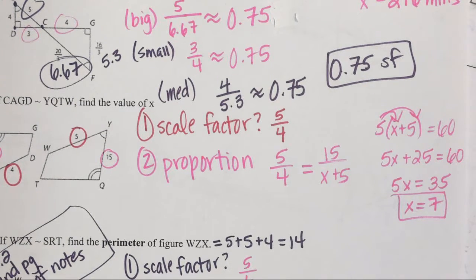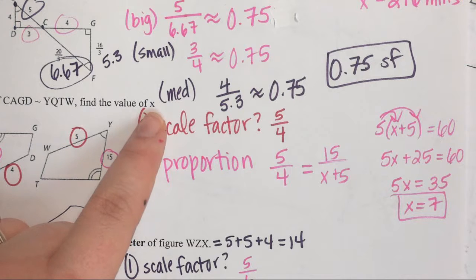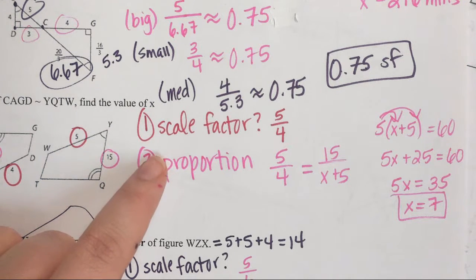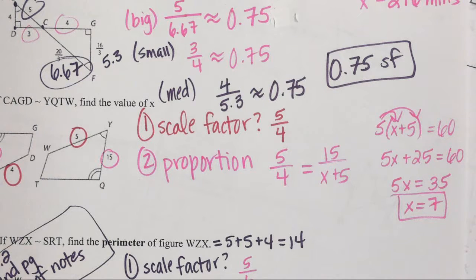Sam, because he answered the question, he would have gotten 2 out of his 4 points for the scale factor. He gets his 3rd point for setting up the proportion. His 4th and final point comes from can he cross multiply and solve.